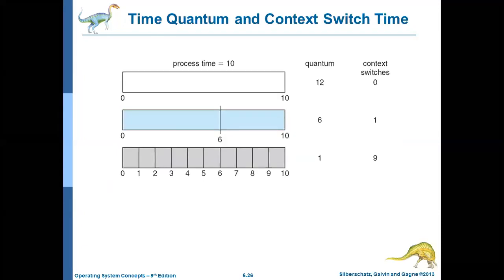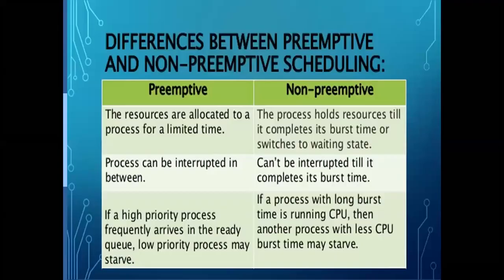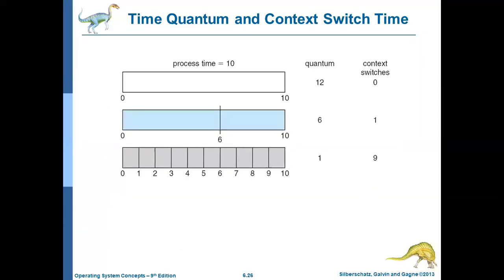Once see, consider the time quantum and context switch time. For example, quantum time as 12. Within that 12, you have to use the process time as 10, for example. Context switches are within the 10, it will be executed. Next 6, one context switching. Next, I have only one.